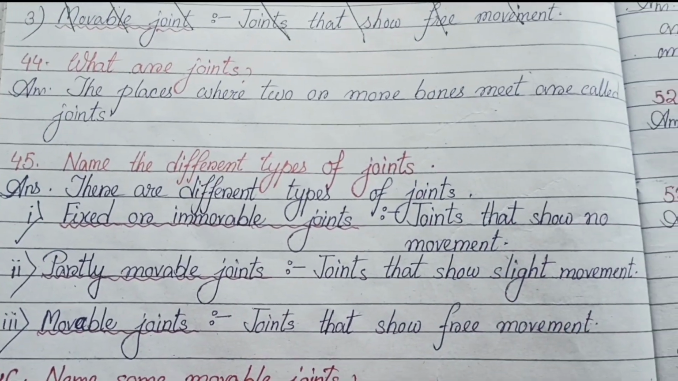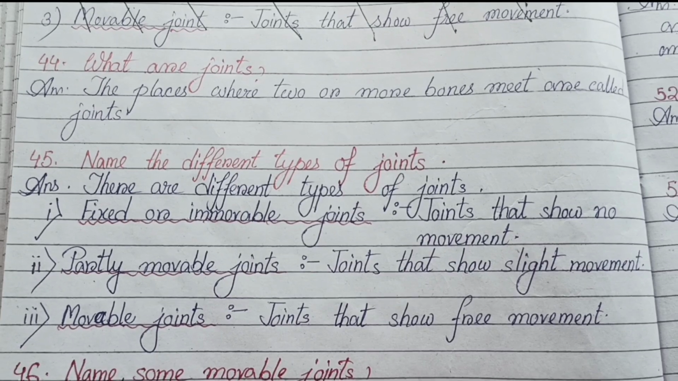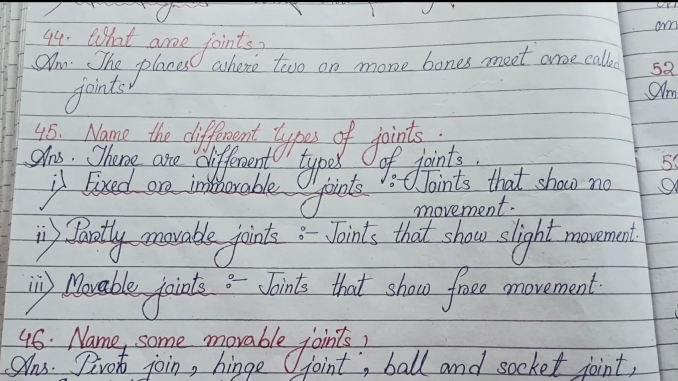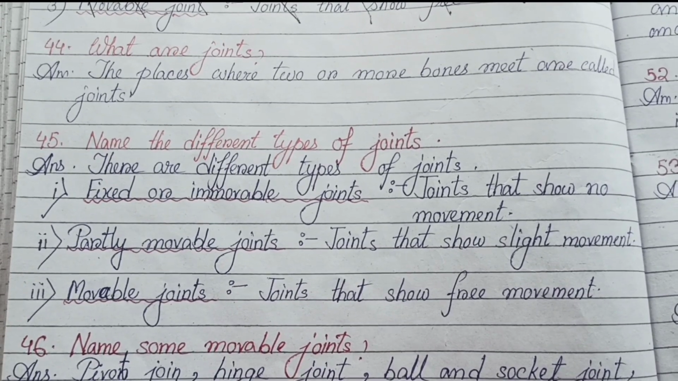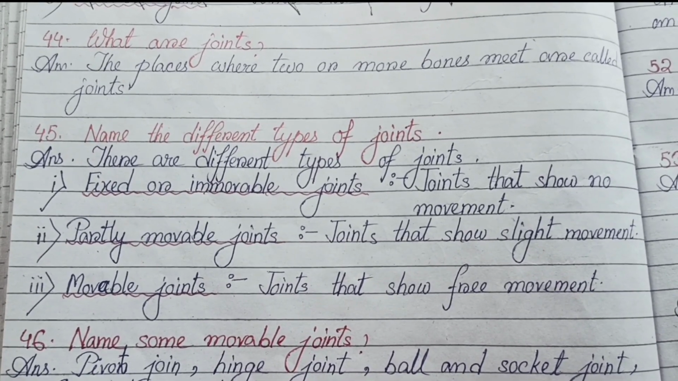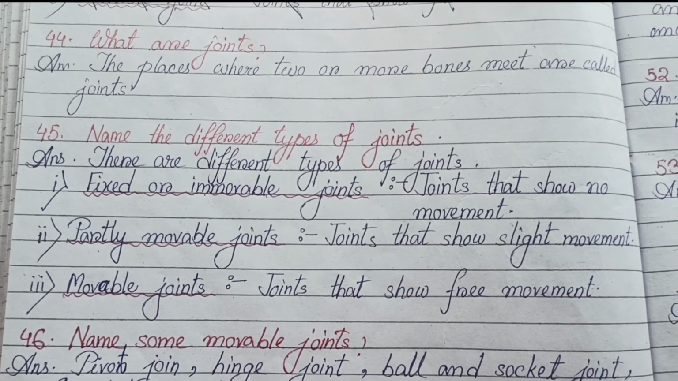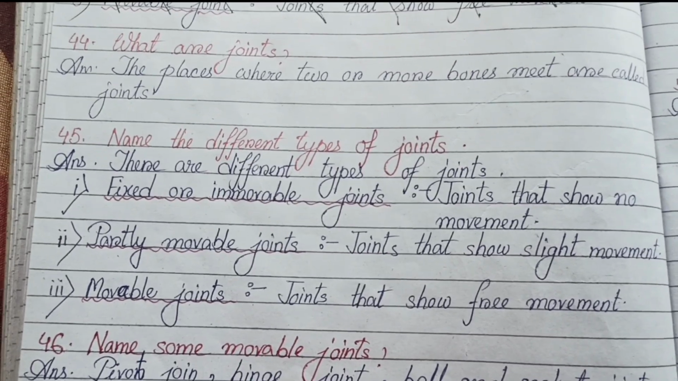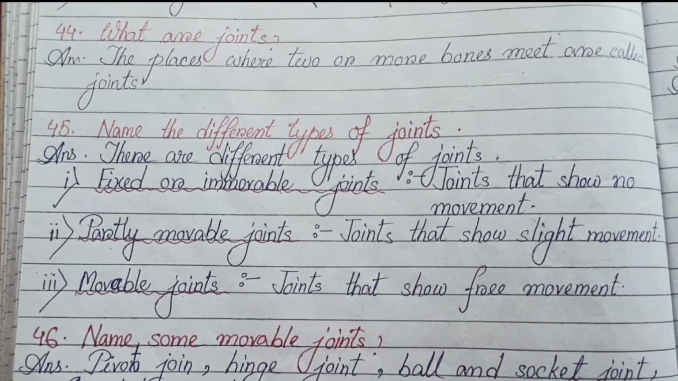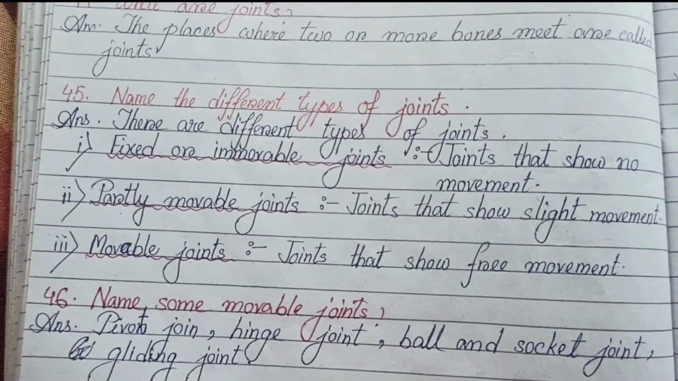Next, 44. What are joints? The places where 2 or more bones meet are called joints. Number 45. There are different types of joints. Number 1. Fixed or immovable joints. Joints that show no movement. Number 2. Partly movable joints. Joints that show slight movement. Number 3. Movable joints. Joints that show free movement.